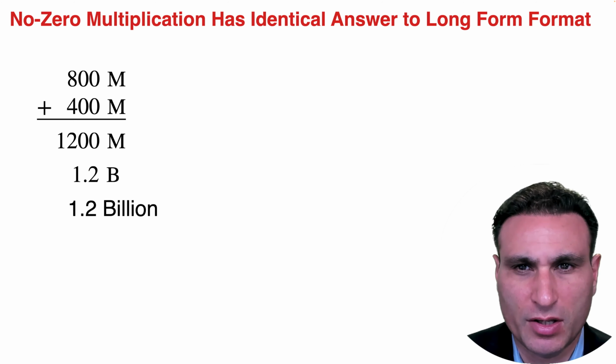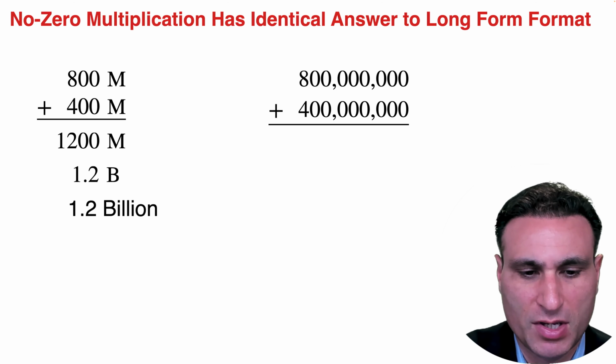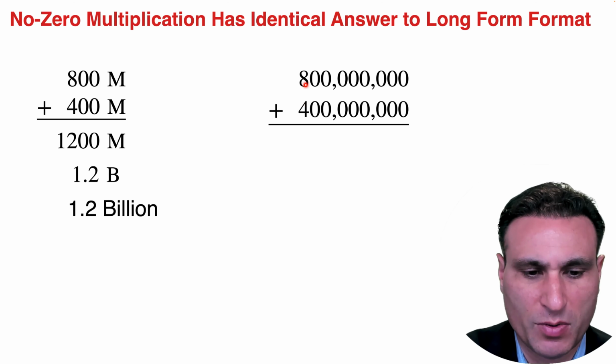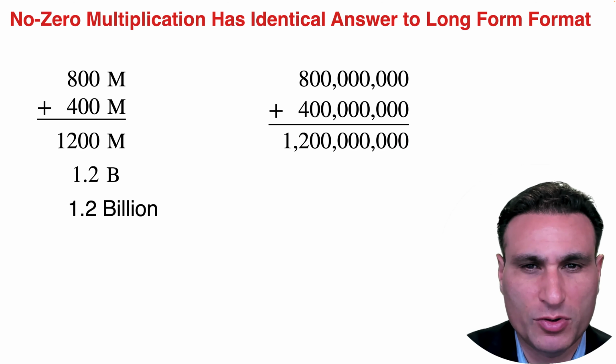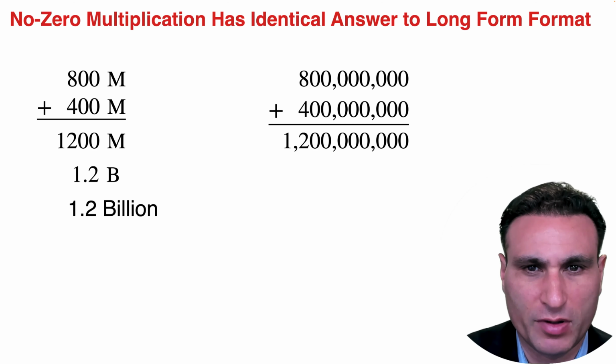Now we can write this calculation in long form format with all the zeros, and we would have this. This is 800 million, this is 400 million. Now to do this calculation, we add the digits in their place value. So 8 plus 4 is 12, so we carry the 1, and the answer looks like this. Now we have to interpret this result. This is 1,200 million, which is equivalent to 1.2 billion.